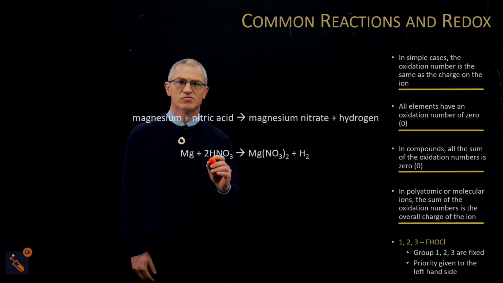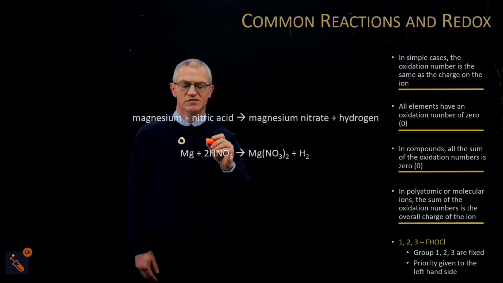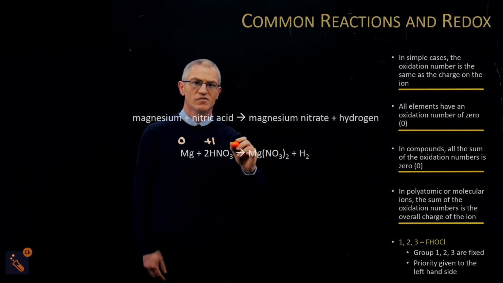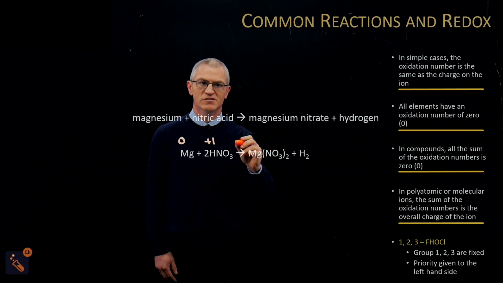And then we use 1, 2, 3 for Hückel. We know that from 1, 2, 3 for Hückel, none of the H appears before oxygen, so it is the same charge as its ion, so that's +1. Use the same rule for the oxygen here because that appears next in Hückel, so that's got to be the same as its charge, so that oxygen is -2.